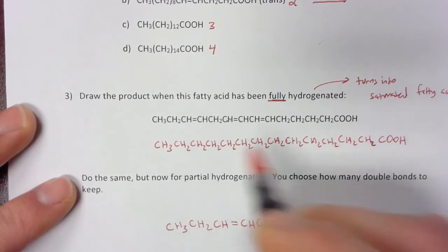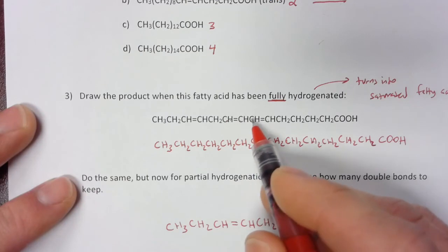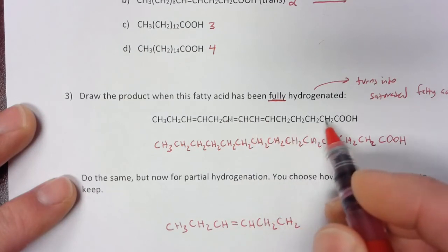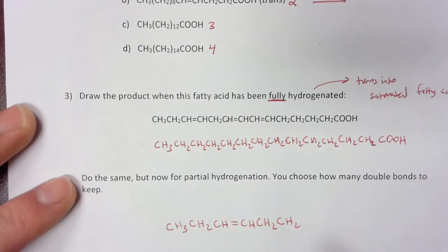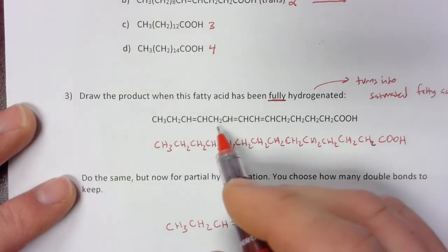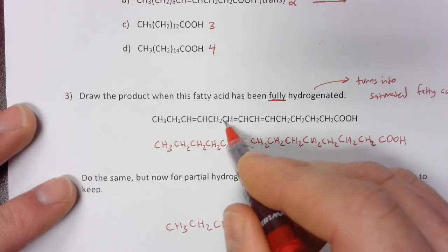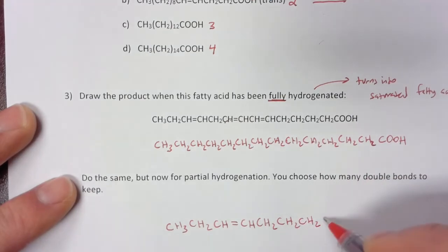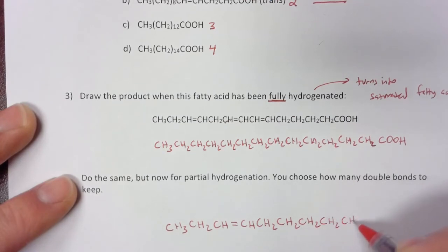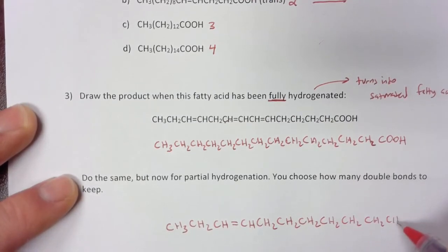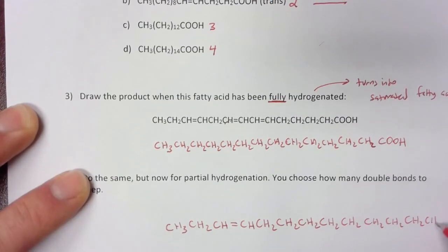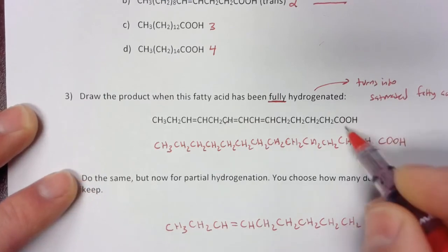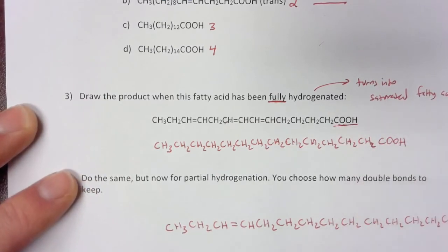So the rest of these here, 1, 2, 3, 4, 5, 6, 7, 8 CH2s remain. Okay, so at this point I'm here, so I'm going to write out the remaining 7 CH2s. And then the acid. Okay, that needs to be in there as well.